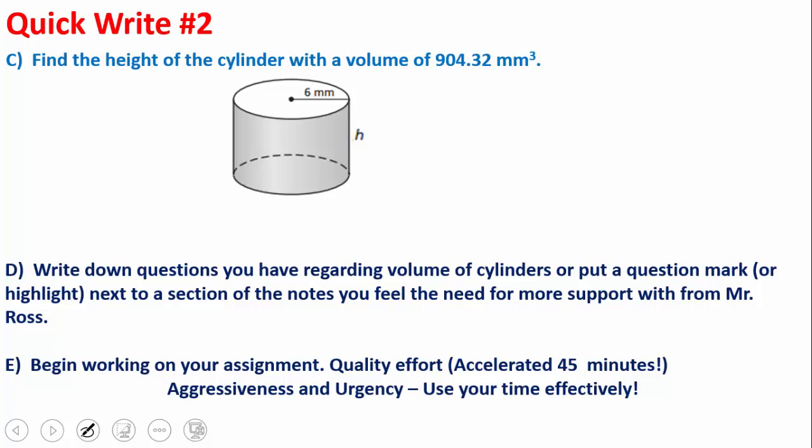Ladies and gentlemen, your quick write, your second one: find the height of the cylinder with a volume of 904.32 millimeters cubed. And they give you a picture. You might want to jot it down, write your dimensions, all that stuff so you can finish off your last quick write. I'm going to say, give me some questions tomorrow in class. After you begin working on your assignment, you might come up with some. And you got to finish off your 45 minutes using aggressiveness and urgency, using time effectively.